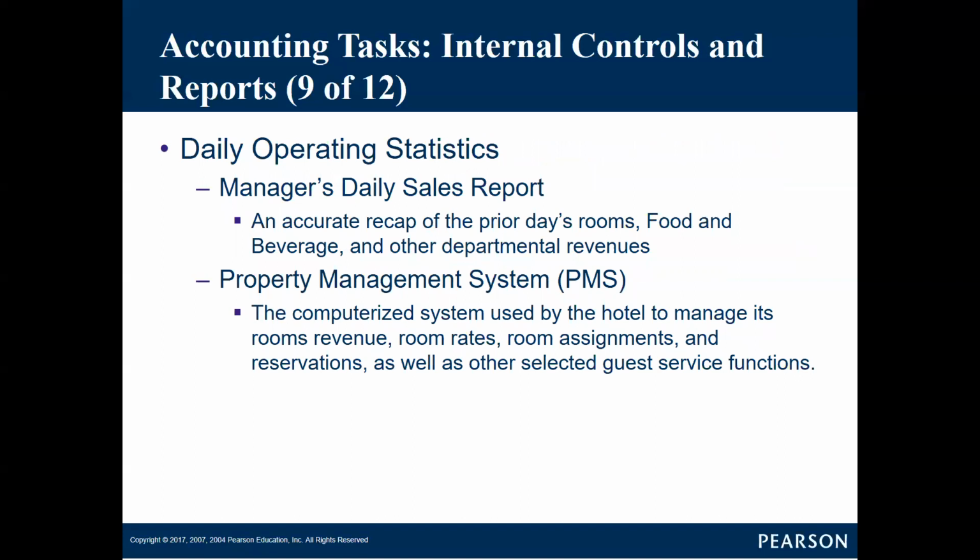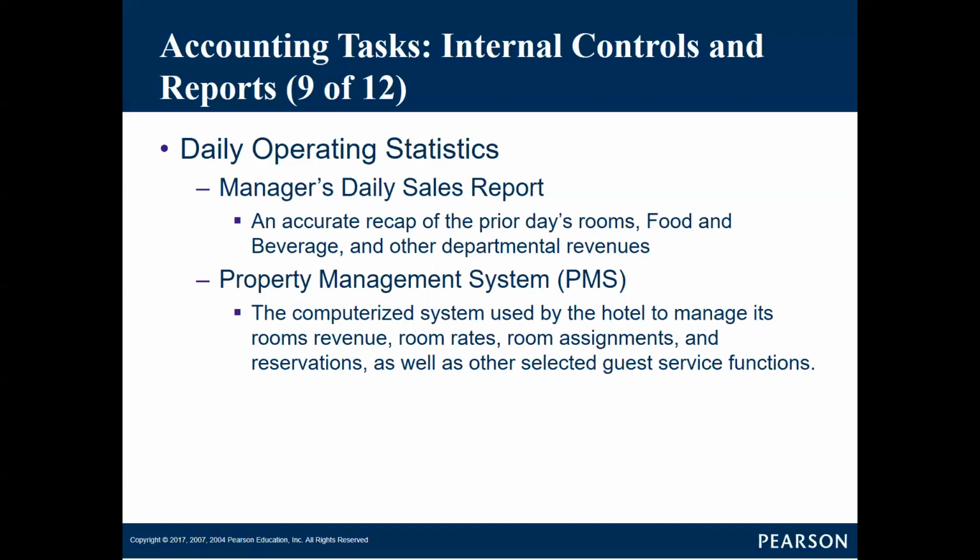All right, so some daily operating stats. The manager's daily sales report is one of them. The daily operating statistics is an accurate recap of the prior day's rooms, food and beverage, and other departmental revenues, and it is often referred to as a manager's daily sales report, or more simply, the daily. This is usually prepared from data supplied by the PMS. Now, the PMS is the property management system. It refers to the computerized system used by the hotel to manage room revenues, rates, assignments, reservations, and other select guest service functions.